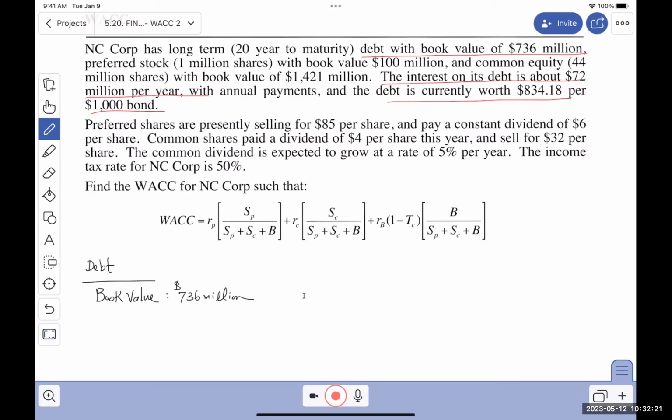So what's the face value of the bonds? 1,000. So how many bonds are there? Face value is what's in the balance sheet, right? So there's 736 million, so that means there's 736,000 bonds.